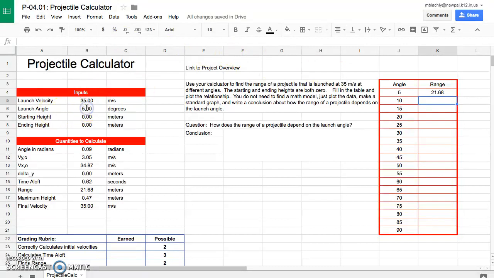And then you will change the angle to 10 degrees, for example, and look at the range. Now it's 42. So you'll put that in here, and you'll continue to fill this out as you go down. And then you can graph this and look for a relationship between the launch angle and the range. Specifically, what launch angle gives you the greatest range. Then when you're finished that and you make your graph, you can fill out your conclusion right here, and then you can turn your project in.